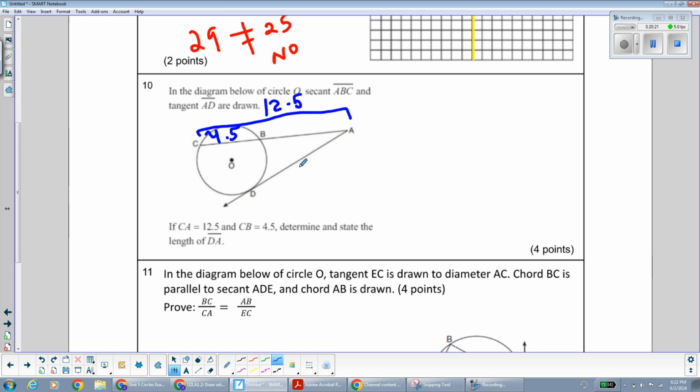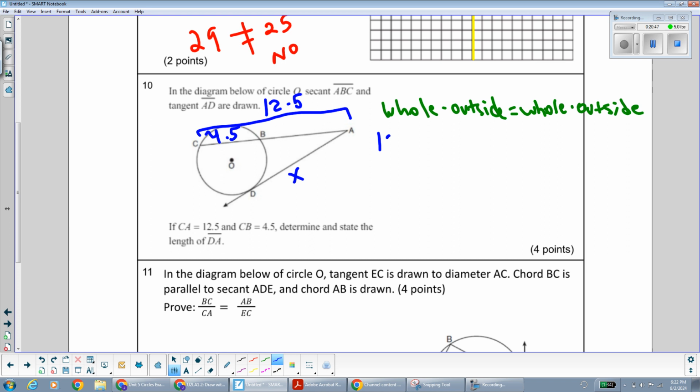Determine and state the length of DA. So when we're dealing with segment lengths of outside segments, whether it's tangents, secants, or a combination of both like we have here, the theorem that we use is whole times outside equals whole times outside.